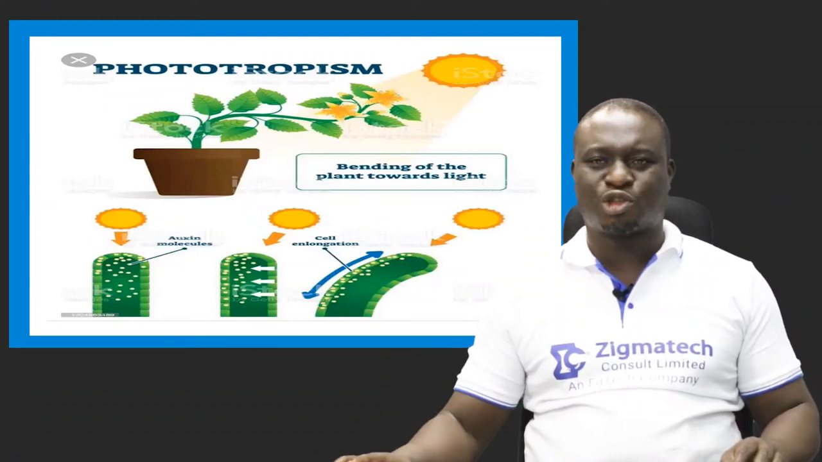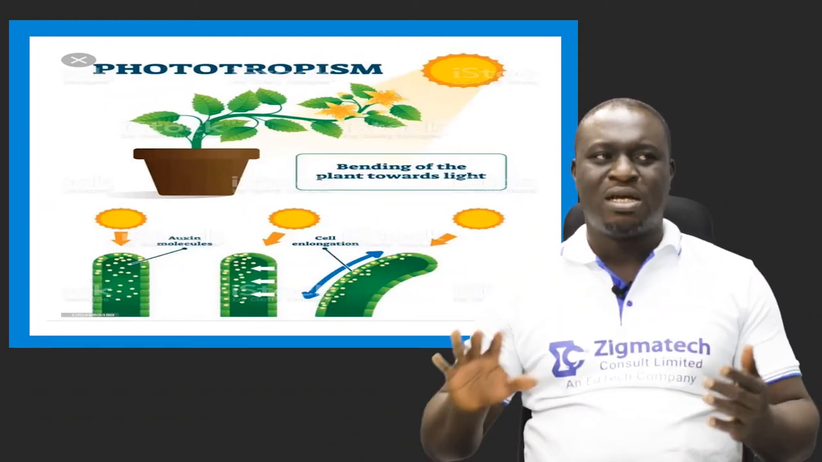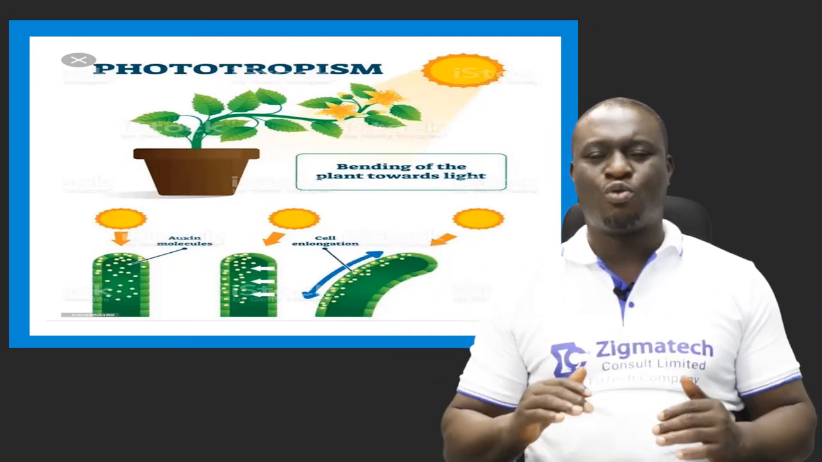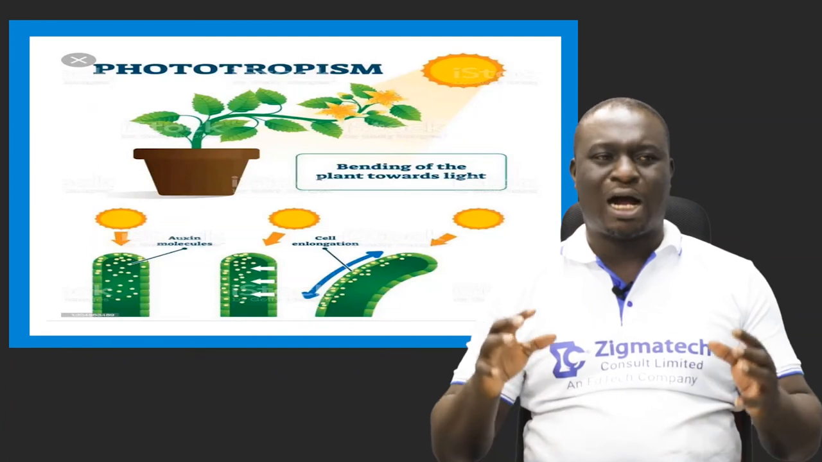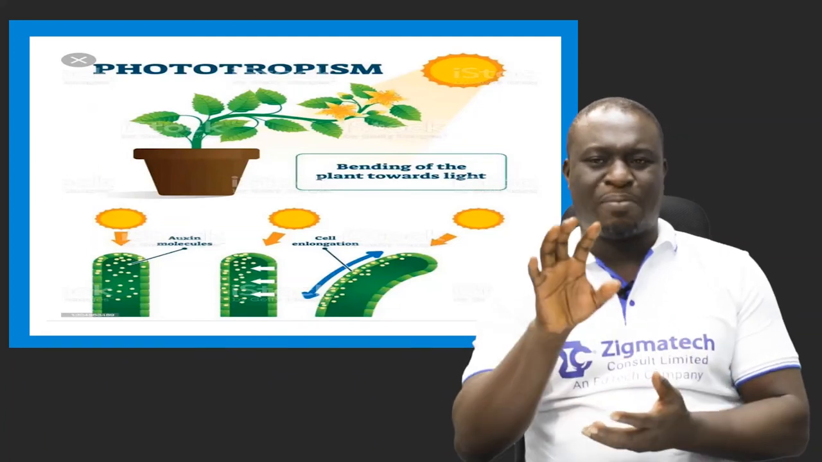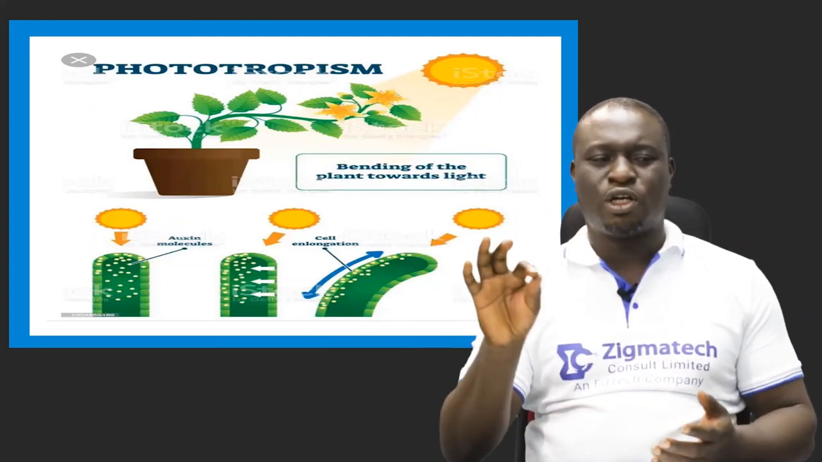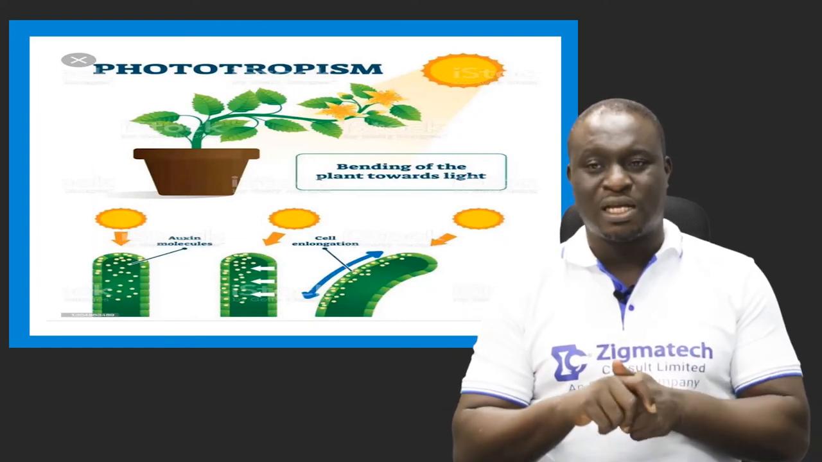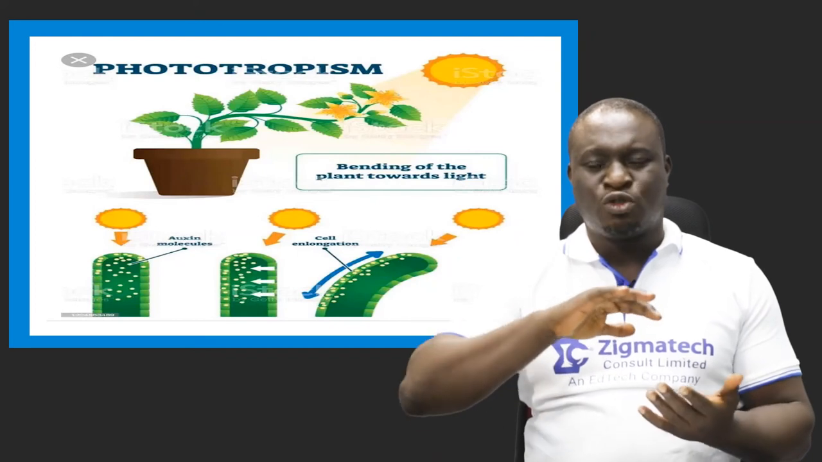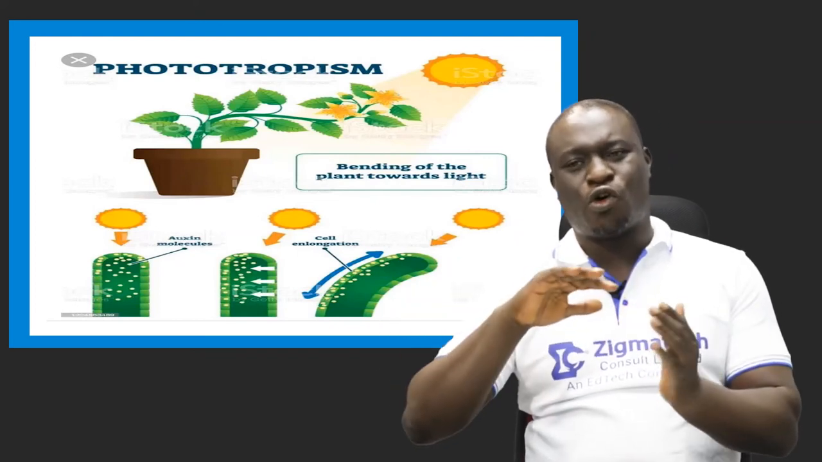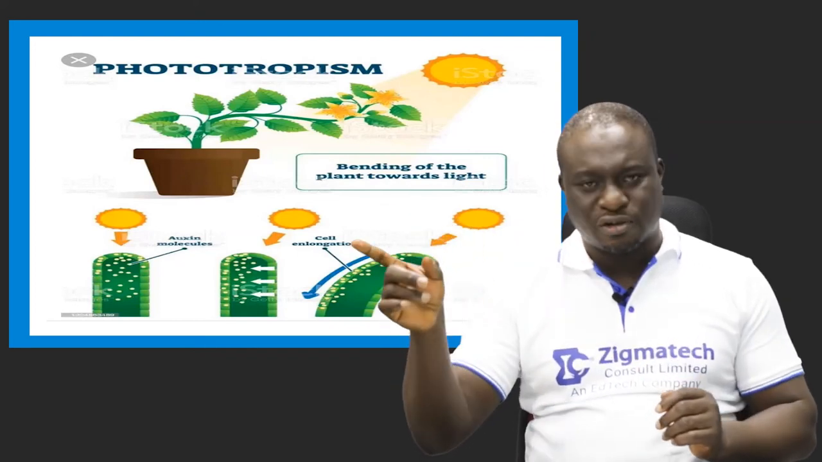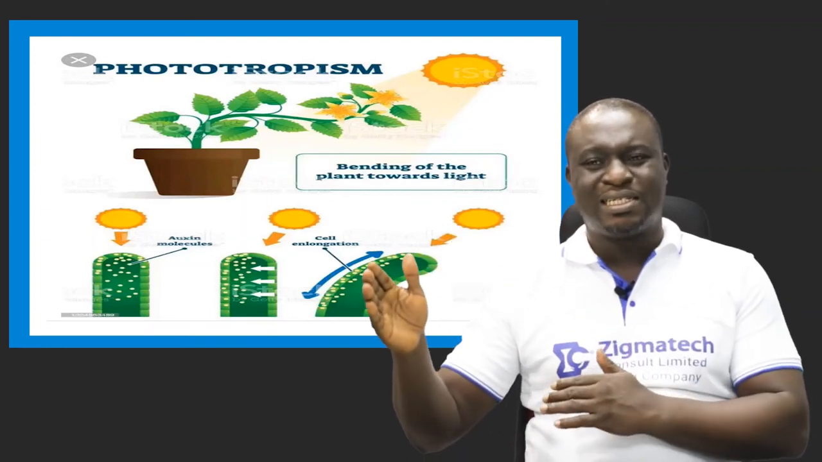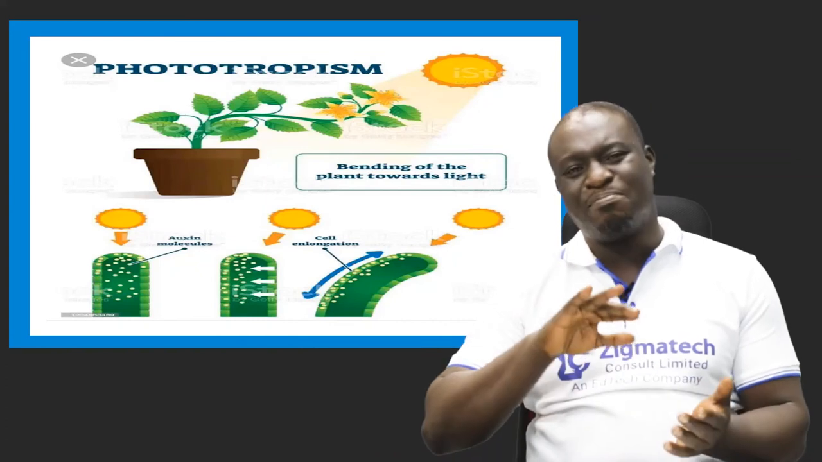As you can see on the screen, we have phototropism. The plants are bending towards light. And if you look downwards, auxin molecules are concentrated on a particular place. You can see those dotted molecules there. They represent the auxin molecules. Based on that, you can see a curvature, or a bending towards the source of light. You can see it at the third distance, it bends.